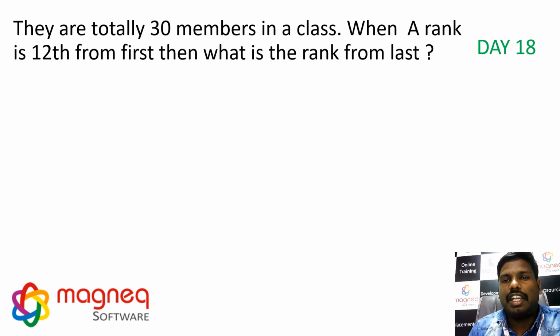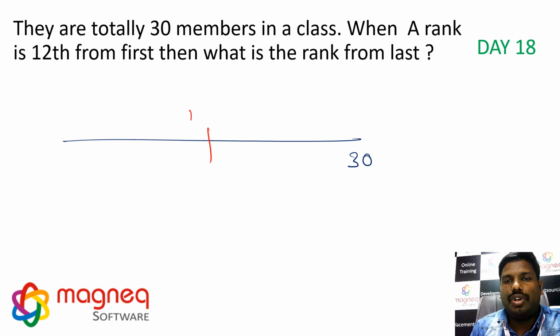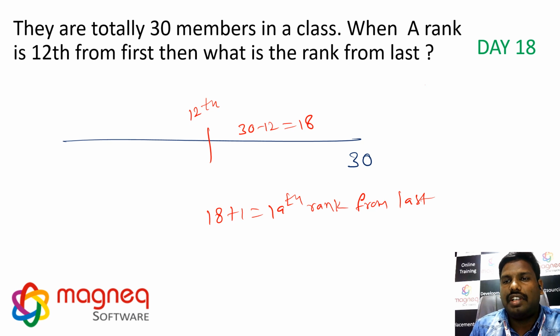Next one. There are a total of 30 members in a class. When A is 12th rank from first, then what is the rank from last? Total 30 members, 12th from first. So remaining 30 minus 12, 18, and plus 1 for that person. 18 plus 1 means 19th rank from last. So answer 19.